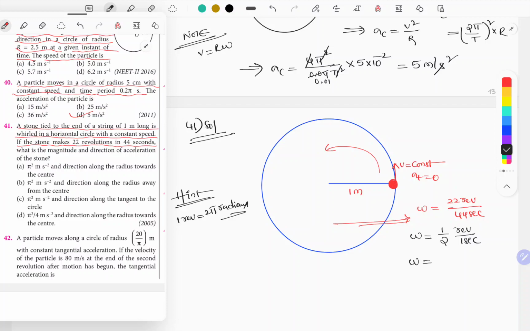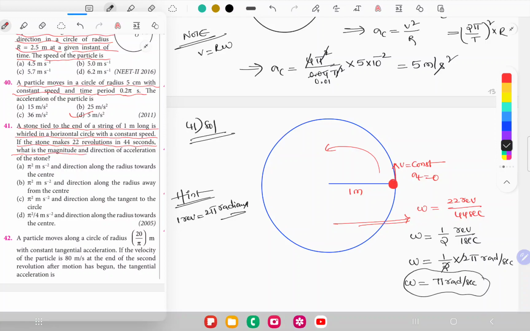2 pi radians. Because I need omega in terms of radian per second, that is the reason I am going to convert revolution into radians, which is 1 by 2 into 2 pi radian per second. So this 2 will get cancelled. Omega is equal to 2 pi radian. No, not 2 pi. 2 is getting cancelled. So you are going to get pi radian per second. This is the angular velocity of the object. Now what is the question they are asking? What is the magnitude and direction of acceleration of the stone?